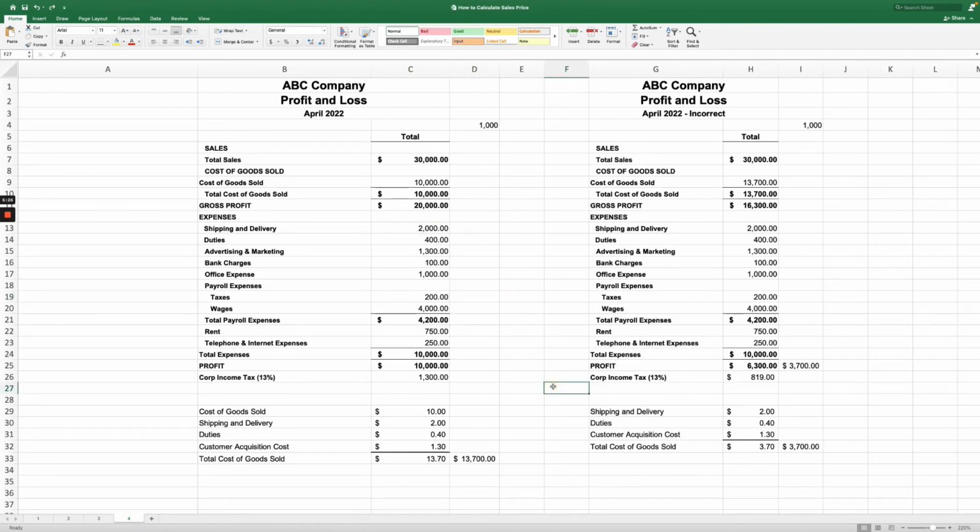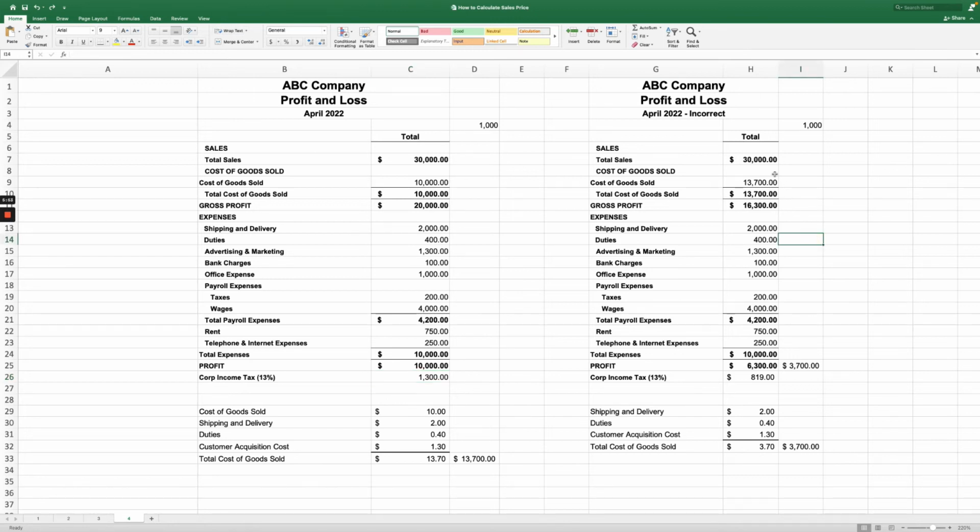So I've mentioned this previously again, the right way to calculate cost of goods sold and the wrong way. So obviously the correct way is what we did previously. You can see here that the net profit is at $10,000, and this is just an estimate obviously in taxes, but then you're going to pay around $1,300 of taxes on the $10,000 that you've made as net profit.